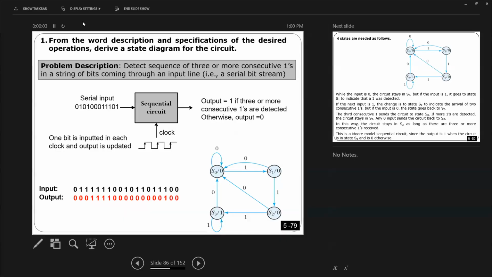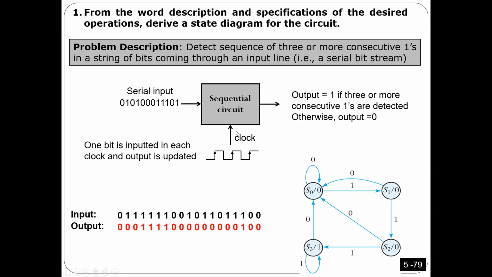So last time in chapter 5, I explained how you can create a sequential circuit to detect 3 or more consecutive ones in a string of bits. As you see here, every time the circuit detects 3 or more, the output has to be 1. The last 3 here are 1, so it's going to output 1, and so on.